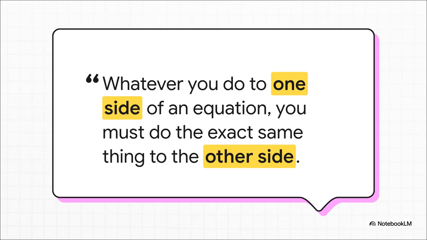And if you want to keep that scale perfectly balanced, there is one single, unbreakable law you have to follow. We call it the golden rule of algebra. And it's simple. Whatever you do to one side, you have to do the exact same thing to the other. You add 5 to the left, you've got to add 5 to the right. It's all about keeping things in balance.